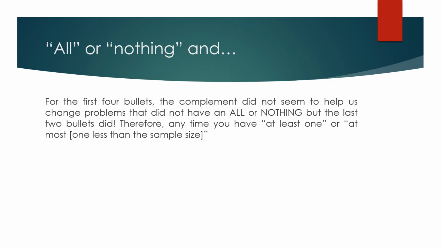So boiling that down, the complement didn't help us at all for the first 4 of those. However, with the last 2, when we had at least 1, or at most 1 less than your maximum, we were able to get it to a probability that we could find. So I could find the probability of getting all of the questions wrong. I could find the probability of getting all of the questions correct. But anything in between there is going to be pretty wild, especially if there's more than one part of the event to find.